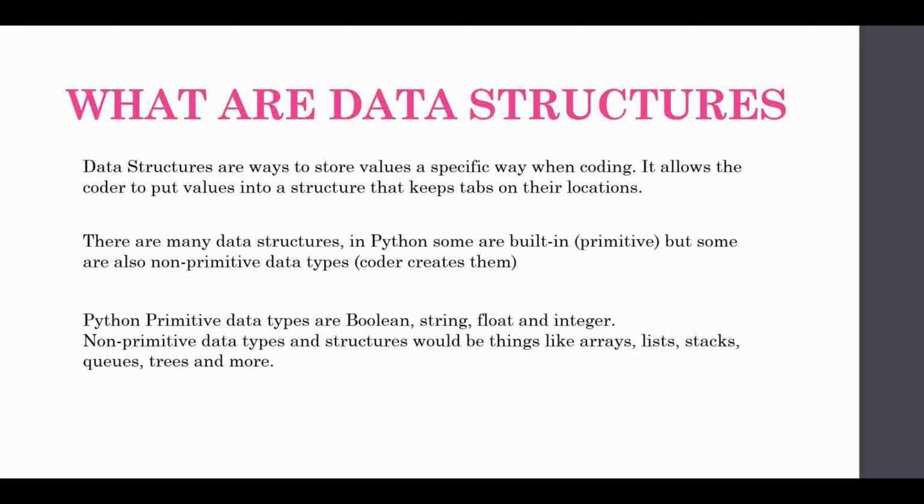So what actually is a data structure, and what are data structures in general? They are ways to store values in a specific way when programming. It allows the coder to put values into a structure that keeps tabs on their locations in the actual data structure itself. There are many data structures out there. For example, in Python we have ones that are primitive and ones that are non-primitive, which basically means the coder creates them if they're non-primitive, and if they're primitive then they're already built in. So for example, as primitive data structures, we've got ones in Python like boolean, string, float and integer, and then we've got non-primitive ones, stuff like lists, arrays, stacks, queues, trees and various more. So that's some of the stuff we'll be discussing today.